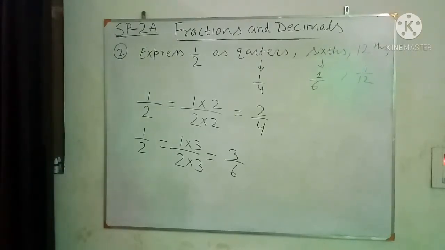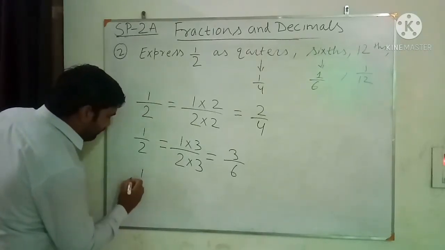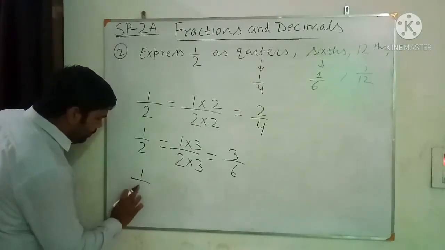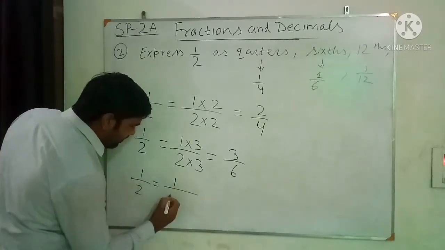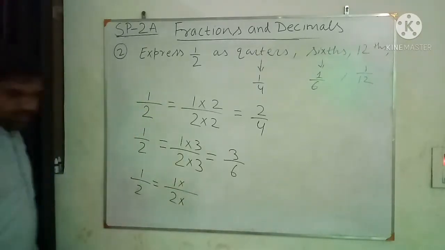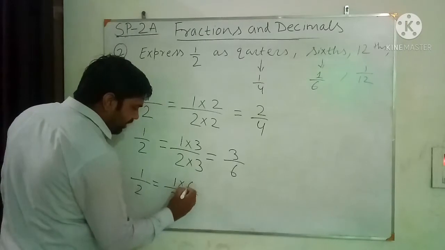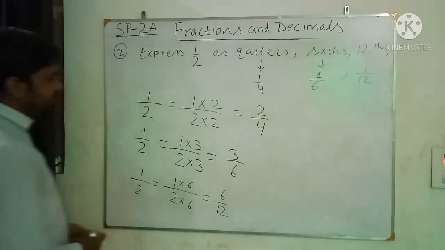Okay, like this. The third one you can see 1 by 12. So what do you multiply in 2 to get the 12 denominator? 6 only. 2 6s are 12. So multiply the numerator also. You will get 6 by 12. Like this you have to do.